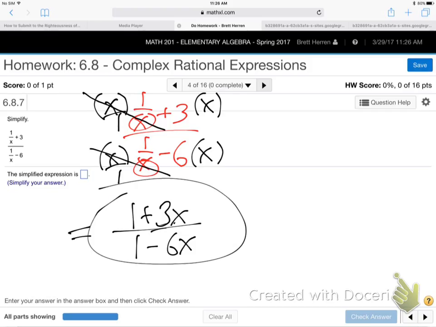Makes sense? What did we do? We took it from a big, ugly fraction over fraction to just a normal fraction. We made it a little simpler. That's what we're doing. Complex fractions to regular fractions.